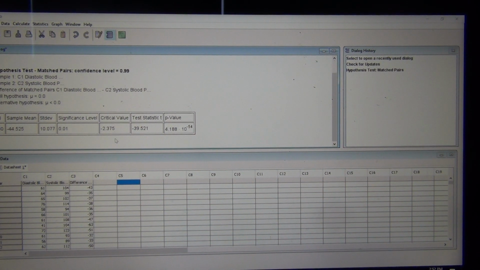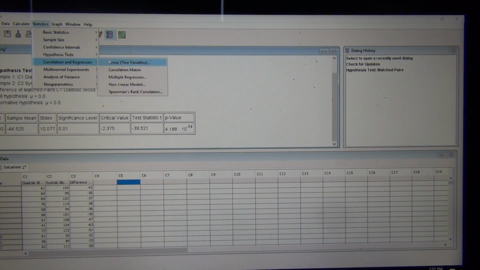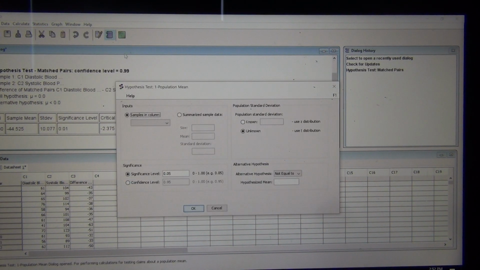But remember, this works like a one population hypothesis test. In fact, if you just went to statistics, hypothesis test, one population mean, and did a one population mean test of the differences, you could get the same numbers. Matched pair works a lot like a one population test.